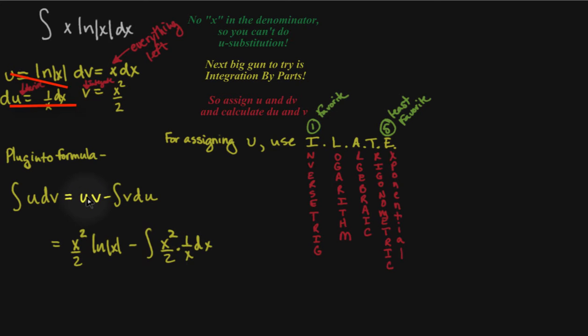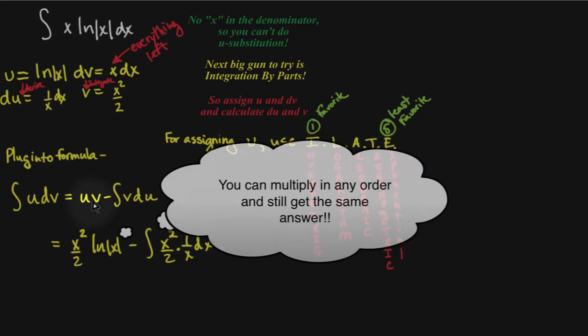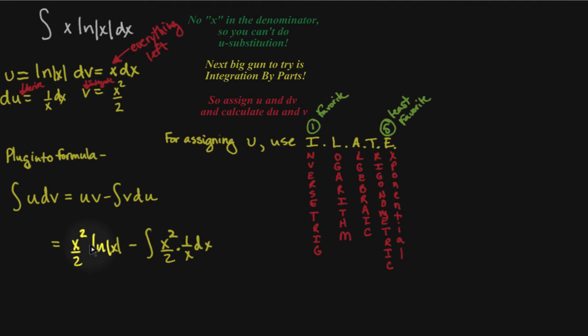So u and v multiplied, and I put the v first so I didn't get tempted to multiply x squared times x, but 2 times 3 is still 3 times 2. They both equal 6. You can multiply in any order and still get the same answer. Minus the integral of v du.